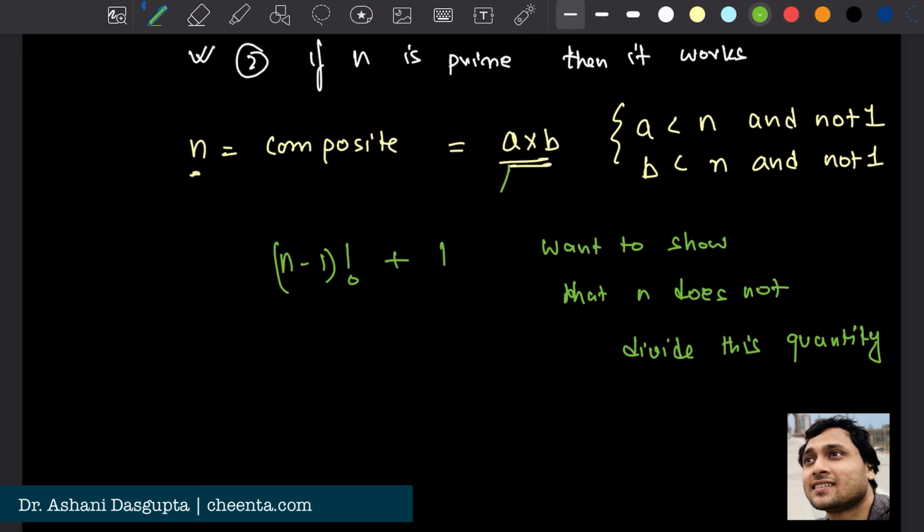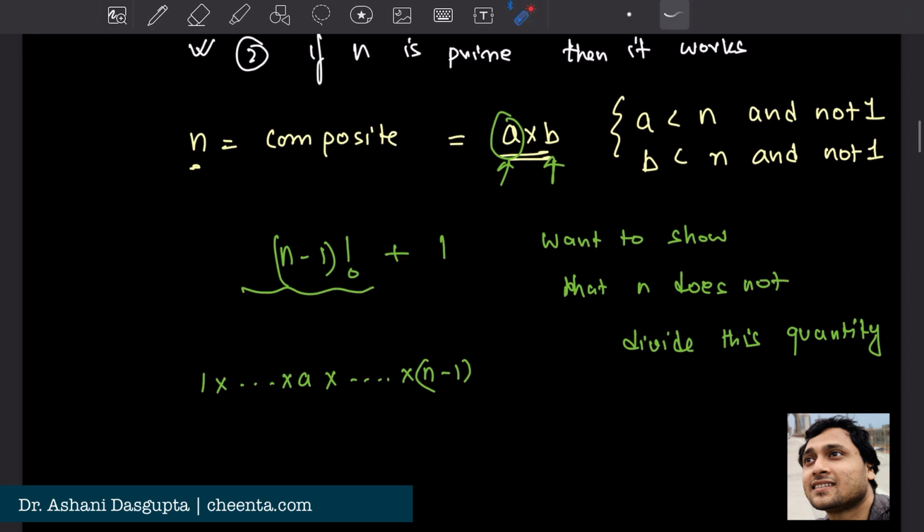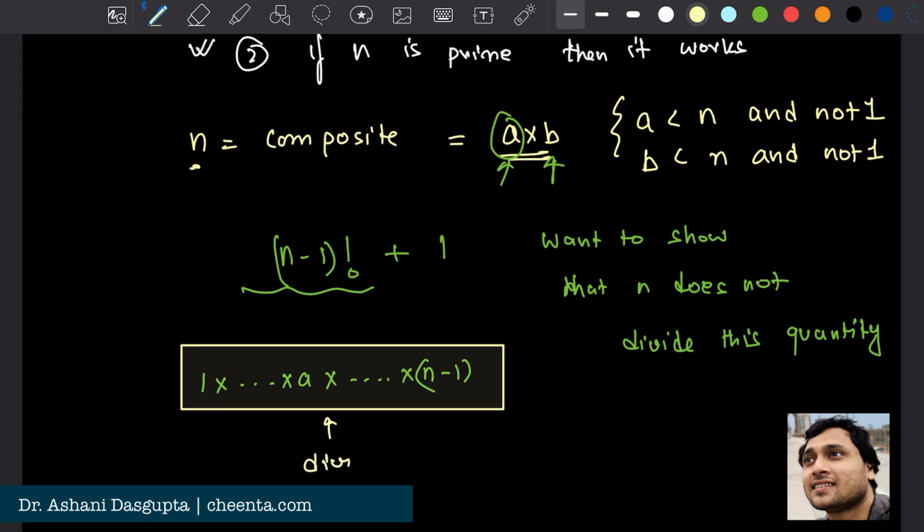Well, notice that a and b both are smaller than n. So in particular, a is smaller than n. So there is a number a in the product from 1 to n minus 1. (n minus 1) factorial, if you expand it out, a will be somewhere in between. It will be a number between 1 and n minus 1. Now, this quantity is divisible by a. So clearly this quantity plus 1 is not divisible by a.